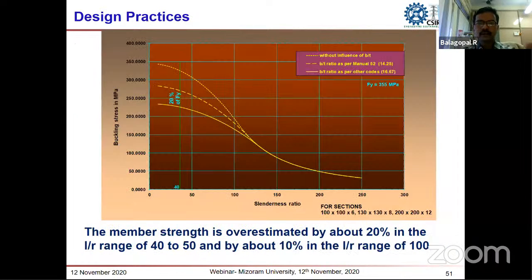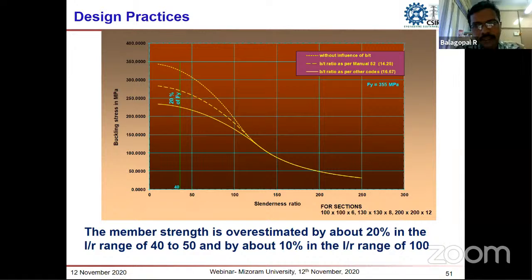And what is the influence of the b/t ratio? Here we can see that in the inelastic buckling, the stress is reduced by 20% of yield stress when we consider the b/t ratio. Suppose we are designing the angle section without the b/t ratio, then we will be overestimating the strength. Hence, we have to consider the b/t ratio in the design of the angle section.